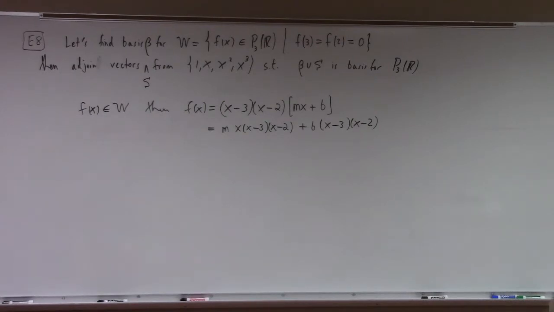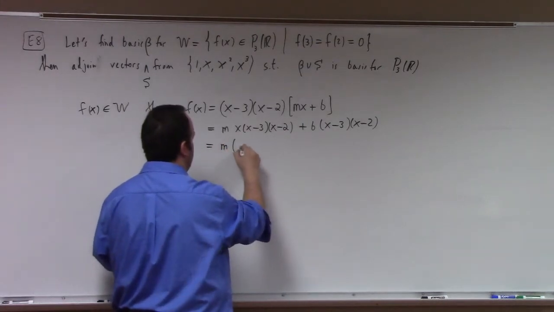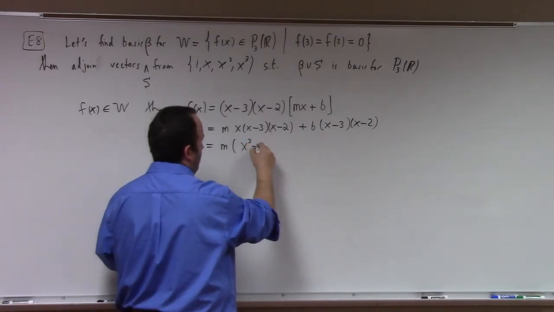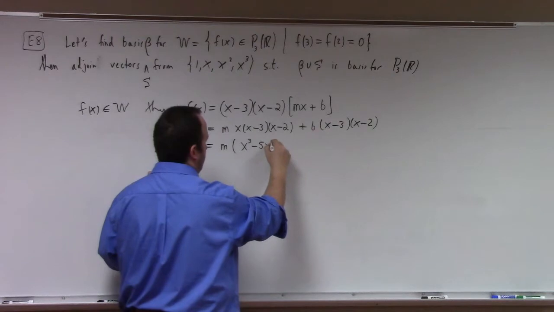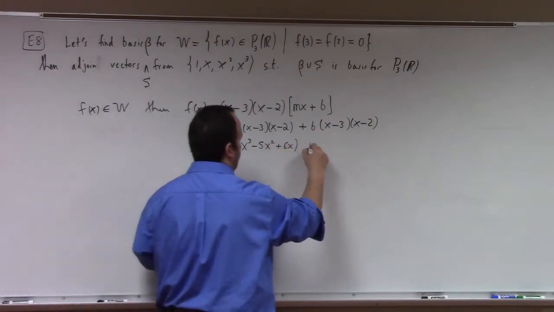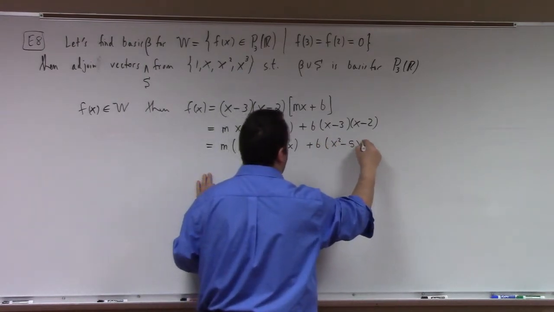All right? Which maybe it's a good idea to actually multiply that out. What do we got? x cubed minus 5x squared plus 6x, plus b times x squared minus 5x plus 6.